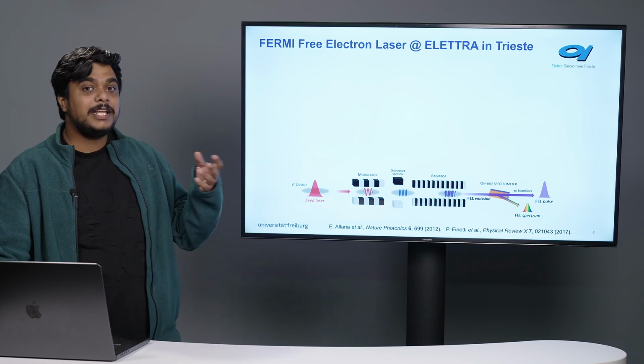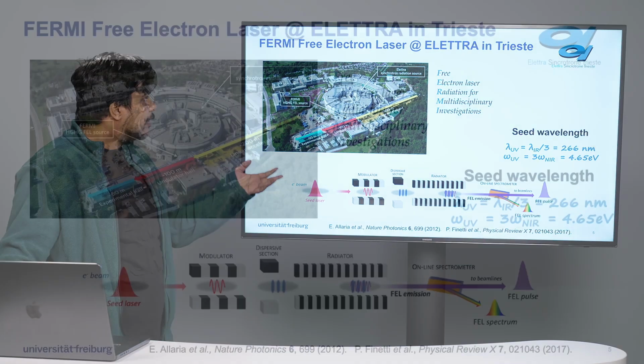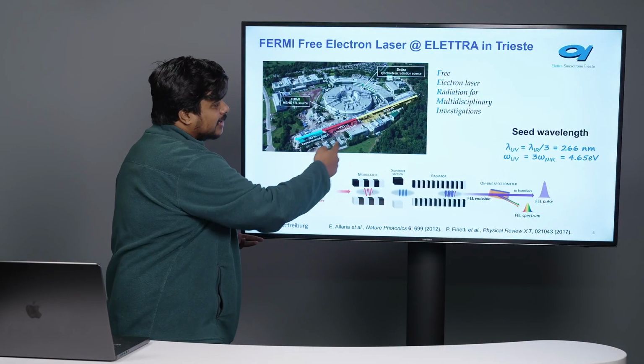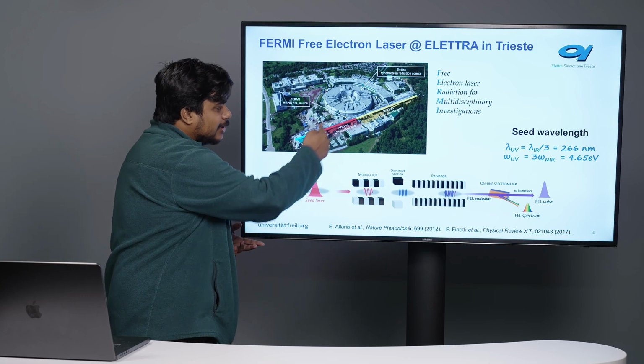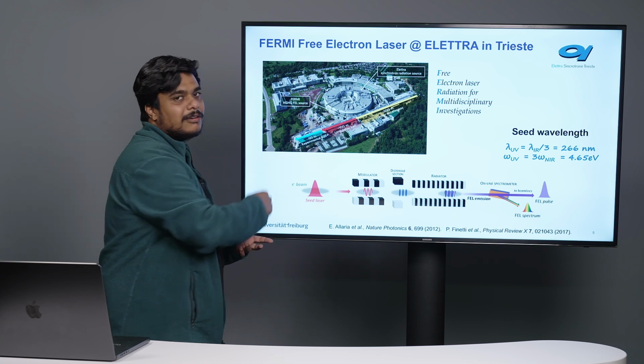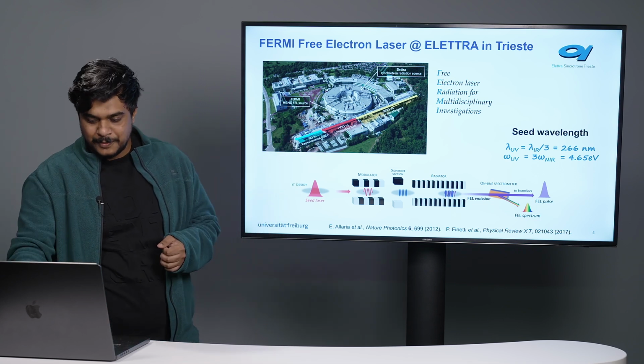We specifically do our experiments at the Fermi free electron laser at Elettra in Trieste. As you can see from the image, the circular part is the synchrotron, and the linear part is a linear accelerator. This is the undulator hall where the radiation is generated, and this is the experimental hall where we sit and do our experiments.